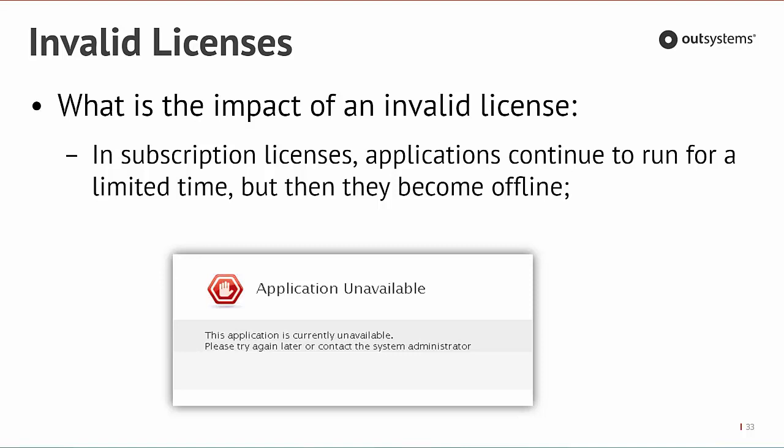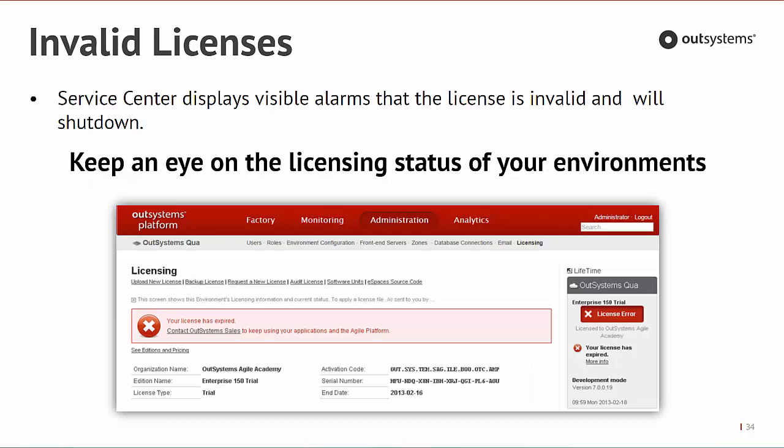To prevent unexpected downtimes, we send emails. Okay, so the OutSystems licensing department sends email alerts 3 months before, 2 months before, a month before, 15 days, 7, and 1 day before the license expires. So you have plenty of warning so that you can renew your license or decide what you want to do. Finally, in Service Center, you will see alarms, so red on your screens, informing you that the license is invalid and will shut down.